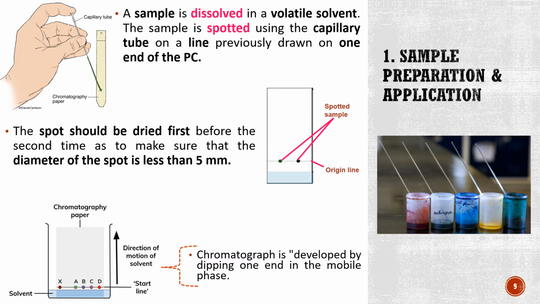So what you should do, when you spot once, you dry it, fan it or flick it, when it is dry, and then you spot once again, in order to make sure you will have an enough amount of your analyte for the separation to happen. And then after you draw, you dip your paper chromatography in the development solvent, but below the origin line that you drew earlier.